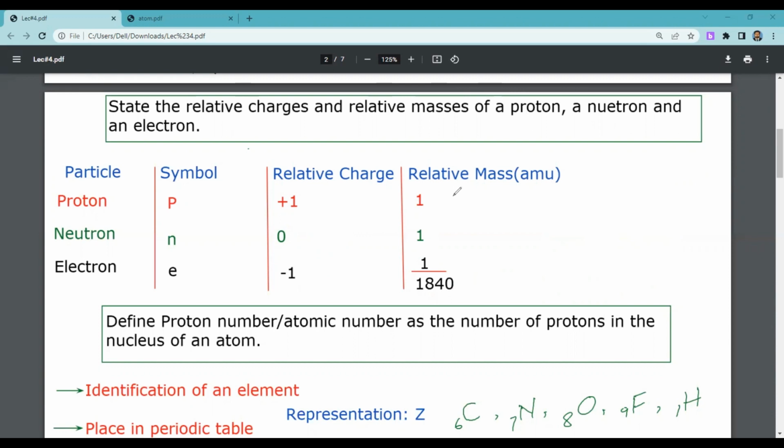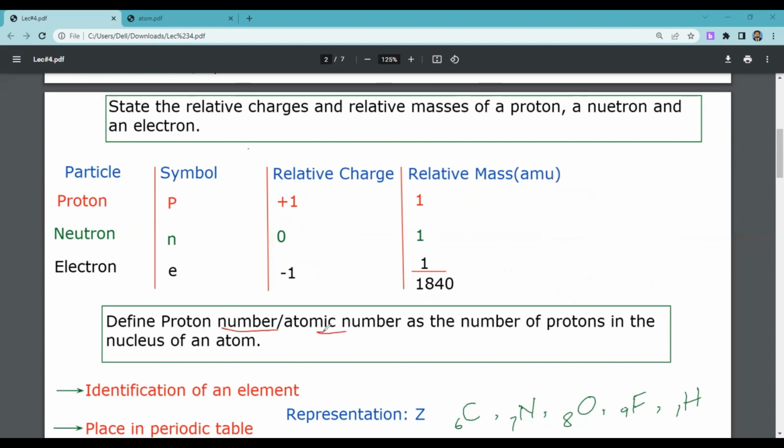And these types of questions are often asked in P1 and P2 exams. What is the relative charge on a proton, what is the relative charge on an electron, what is the relative charge on a neutron, and also about their relative masses.